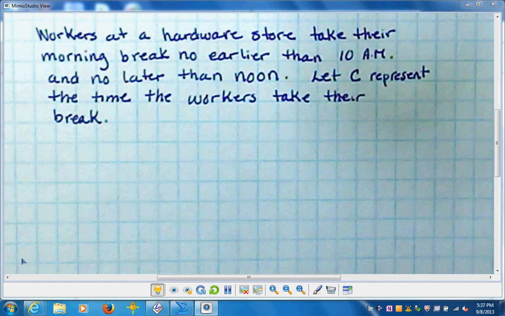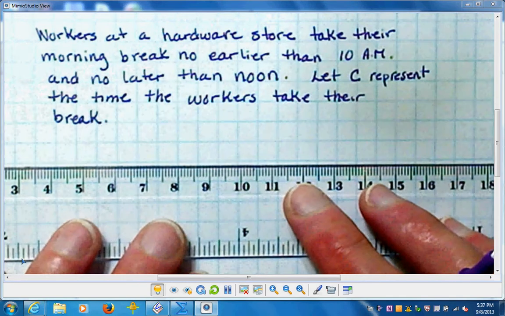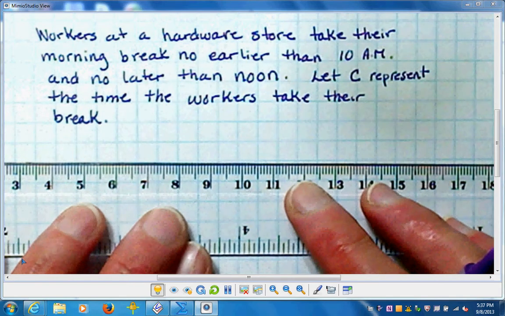Here's an application problem. Workers at a hardware store take their morning break no earlier than 10 and no later than noon. Let's C represent the time the workers take their break. So we're going to write an absolute value equation that represents the situation.